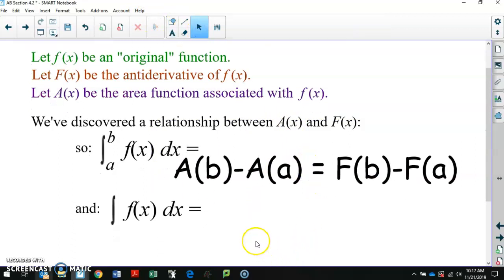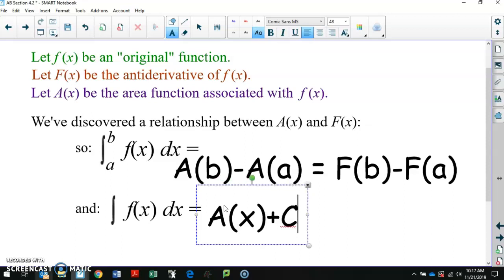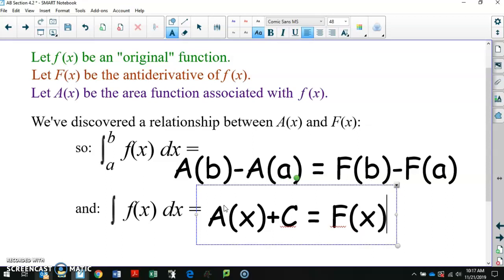Okay. If we have an indefinite integral, then we don't have any boundaries to plug in, so things get a little bit shorter. This is the area function evaluated at x plus a constant. But, again, same thing as the antiderivative plus the constant that we know is going to be there. All right? So part one of the fundamental theorem.